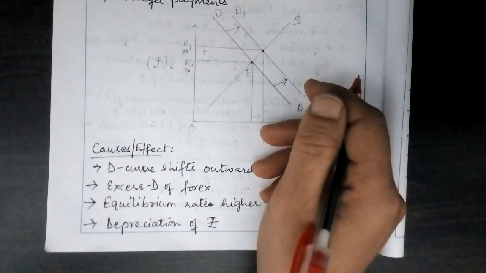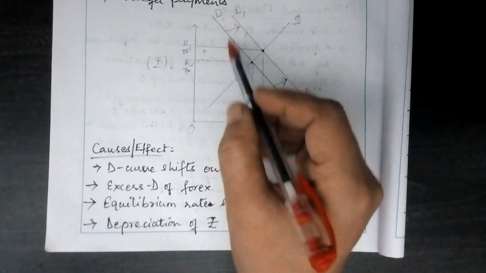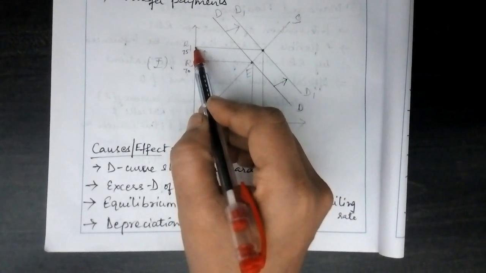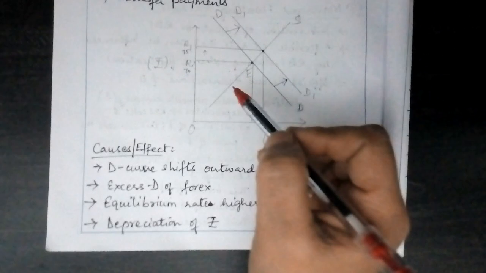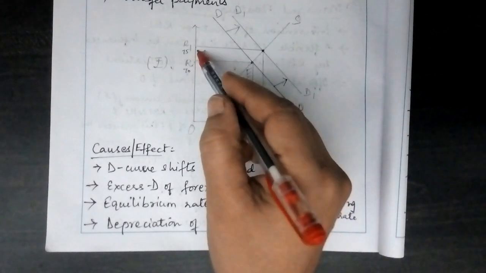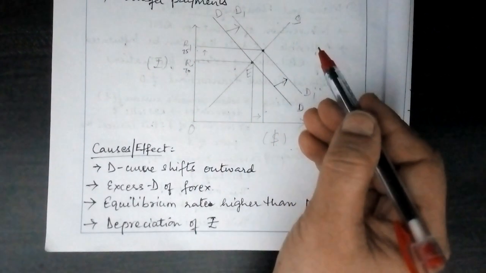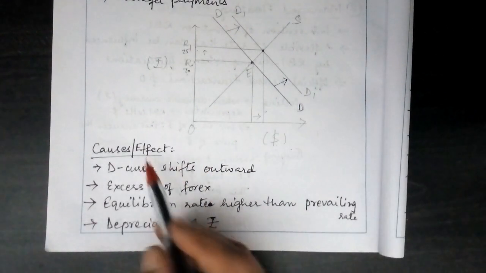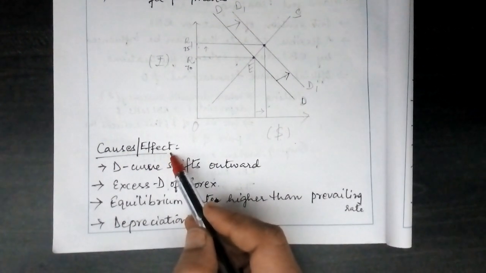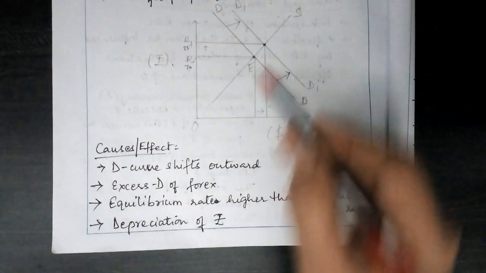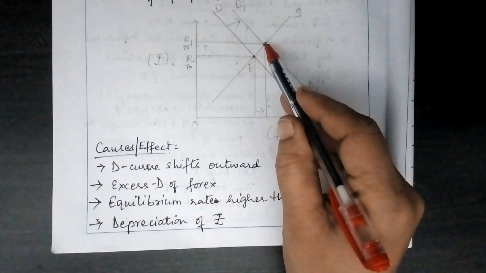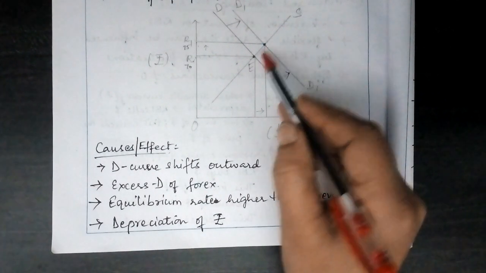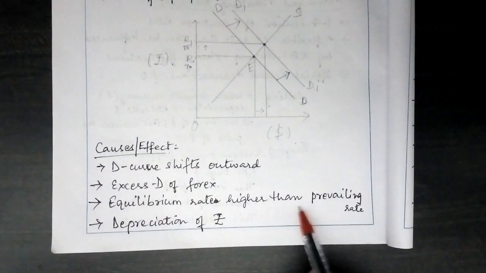Other things remaining unchanged. Now, rise in price of foreign exchange from R to R1 implies depreciation of domestic currency with respect to the foreign currency. So these are the causes and effects. The demand curve shifts outward or rightward, and there will be an excess demand for foreign exchange. The equilibrium rate will be higher than the prevailing rate.